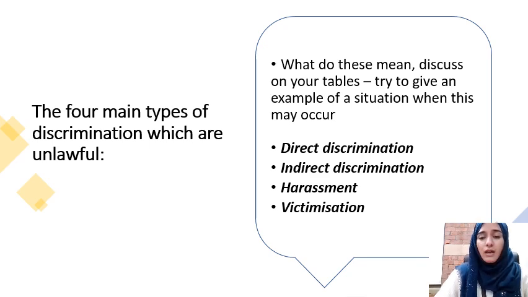So if we go into the depth of it, there are 4 types of discrimination: direct discrimination, indirect discrimination, harassment, and victimization. Direct discrimination is basically discriminating against an individual directly based on their protected characteristics. It could be their age, their gender, their pregnancy, their marital status. So based on these factors, if we are discriminating against someone, that is basically called direct discrimination.